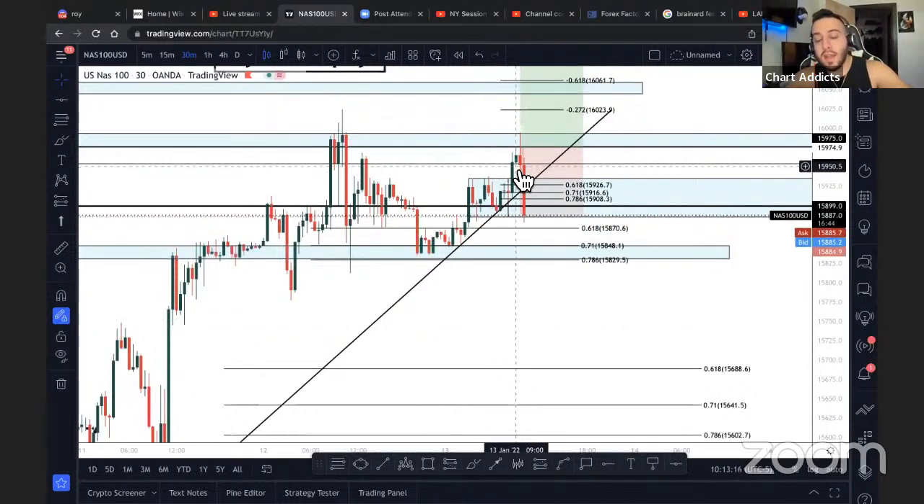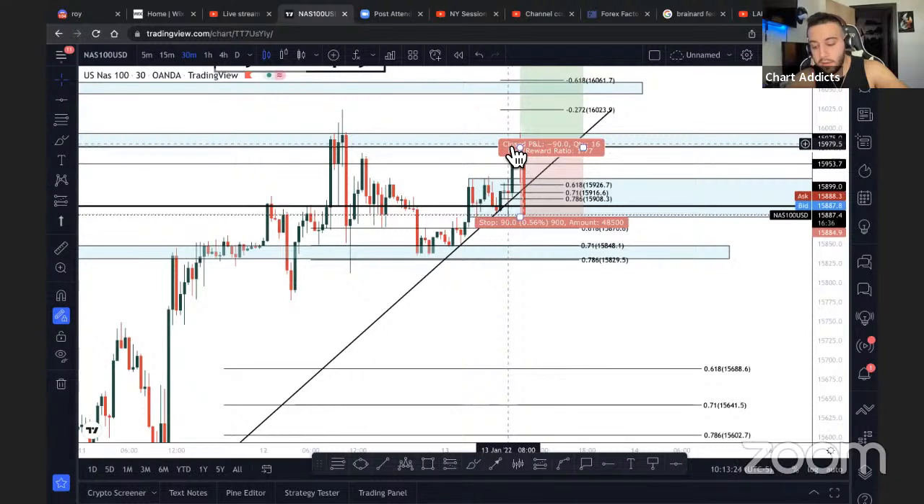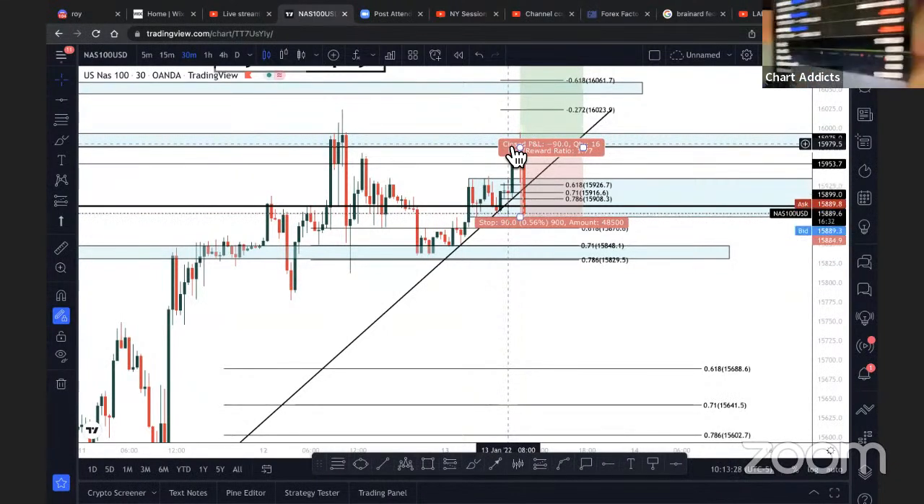My stop loss just got hit on my first two entries. The re-entry that I had at the Fibonacci levels is still open, but the entry that I had up here just hit stop loss. Show you guys that.